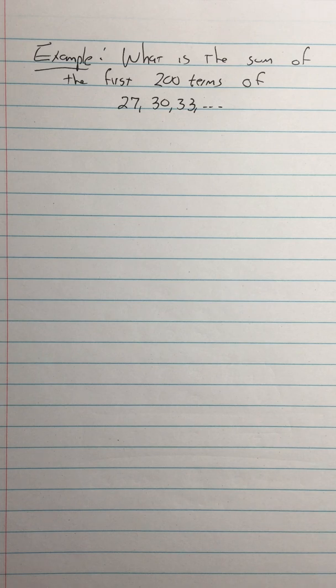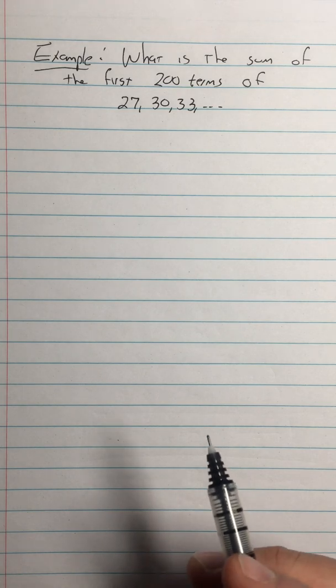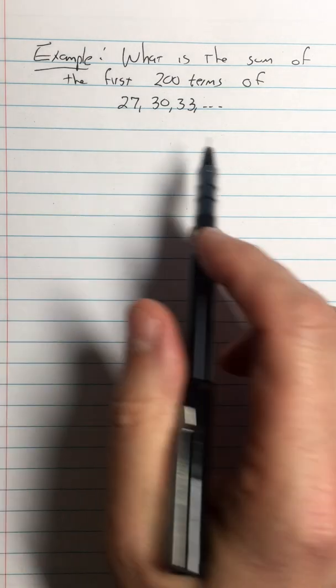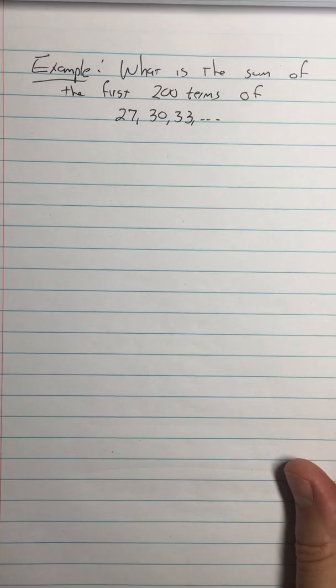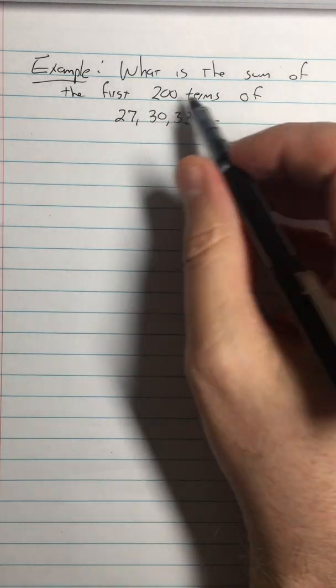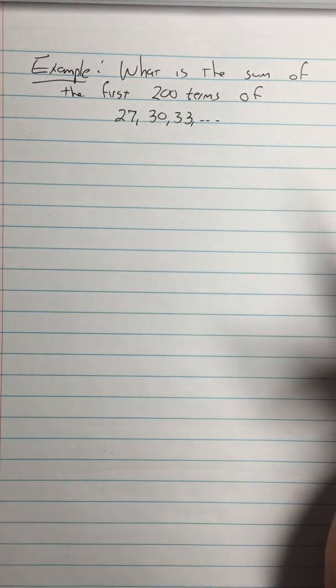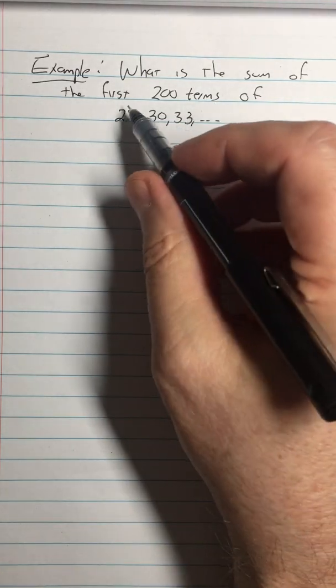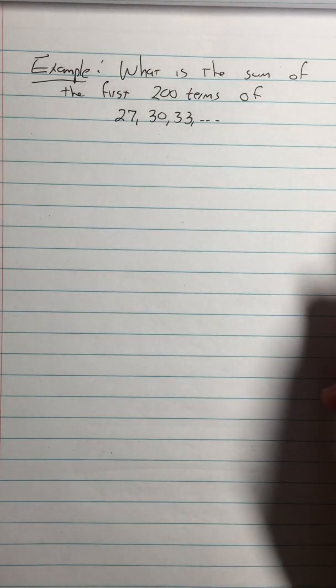All right, so before we go to the summation for the geometric sequence, I want to just do an example of the sum of an arithmetic sequence. So here's an arithmetic sequence that I put there, 27, 30, 33. By the way, just because it looks like an arithmetic sequence doesn't mean it has to be an arithmetic sequence. So you can't really answer this question, what's the sum of the first 200 terms, unless it's stated that this is an arithmetic sequence.